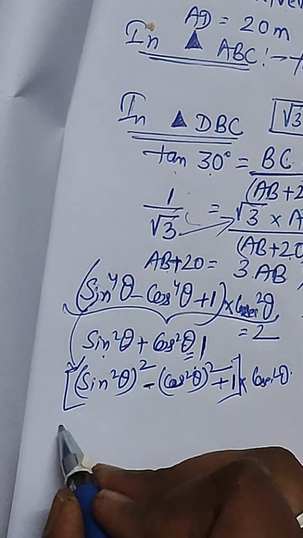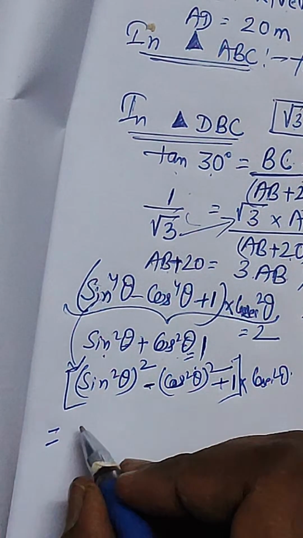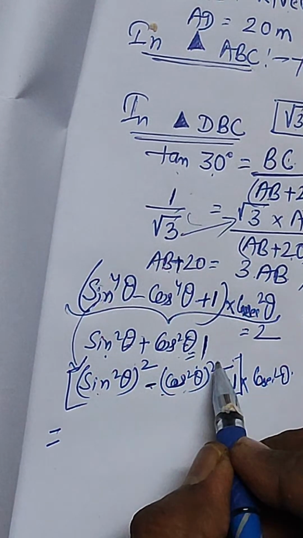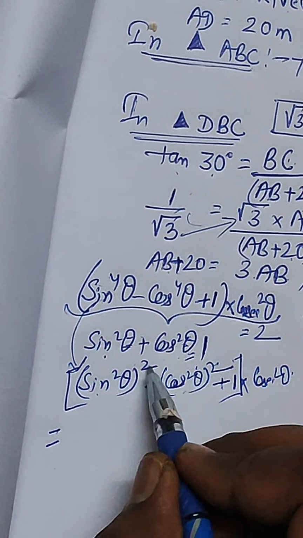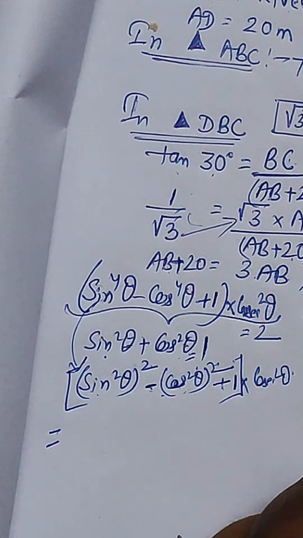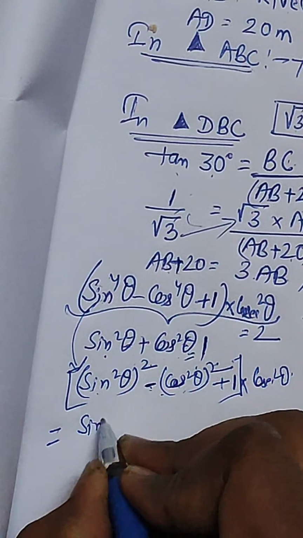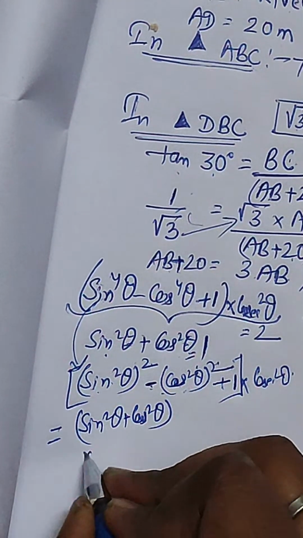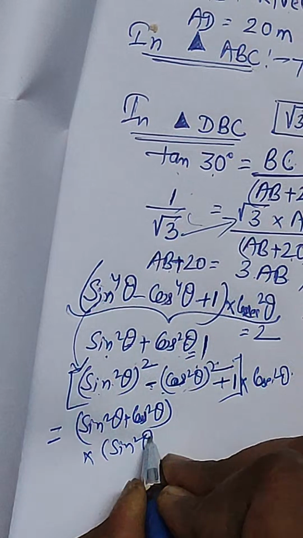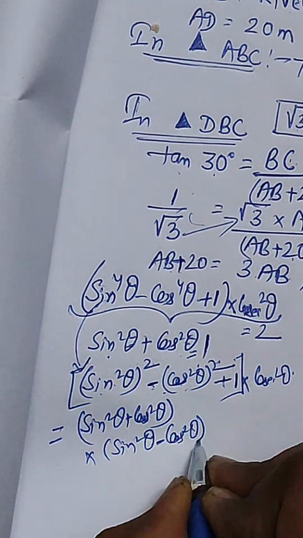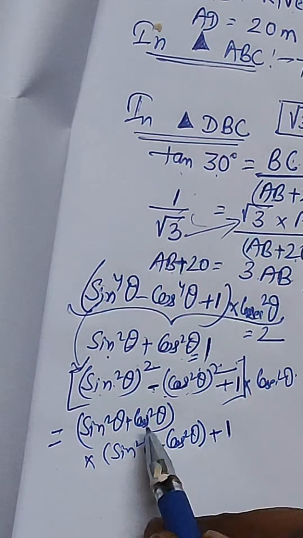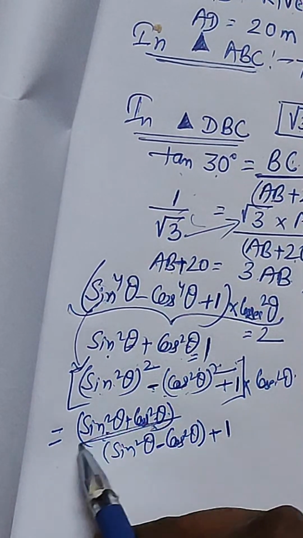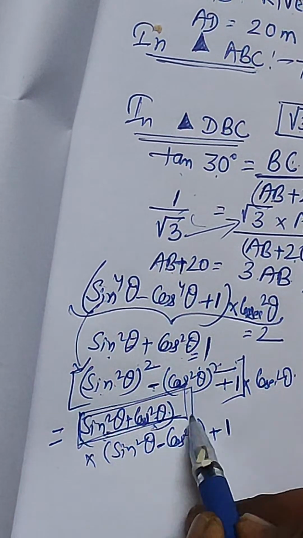So this LHS can be further written as, you can see here, a square minus b square, isn't it? Sine square theta whole square minus cos square theta whole square. So this can be written as sine square theta plus cos square theta, that is a plus b, into sine square theta minus cos square theta, plus 1. You can see sine square theta plus cos square theta is nothing but 1. So for this we can simply put a value of 1.